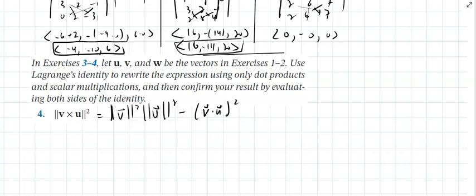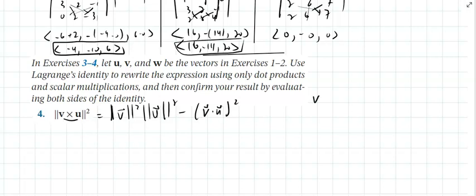There, that's Lagrange's identity. So let's see how that works. Well, I could do this a few different ways. First, let's find the cross product.